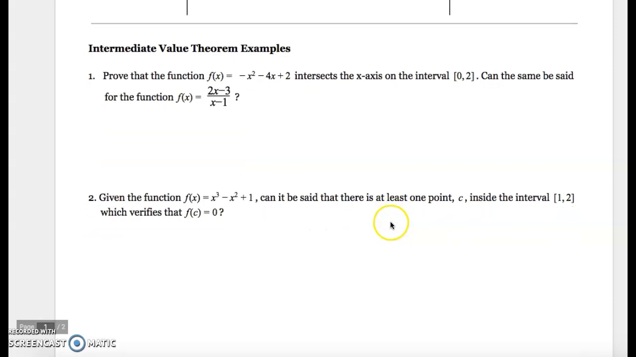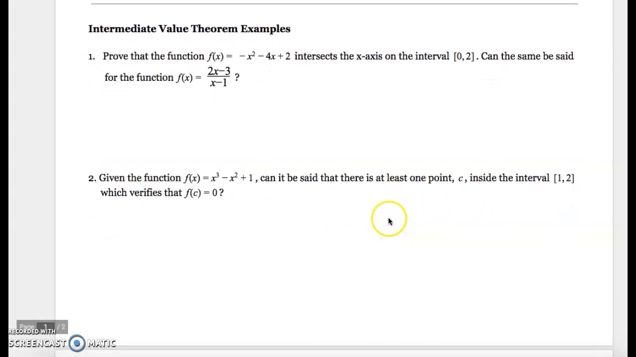What we're going to do in this section is work through some of these intermediate value theorem examples and talk about how to conclude or justify things using the intermediate value theorem. First and foremost, it says prove that the function f of x equals this expression intersects the x-axis on the interval 0 to 2, and then it asks, can the same be said for the function f of x equals this other expression?